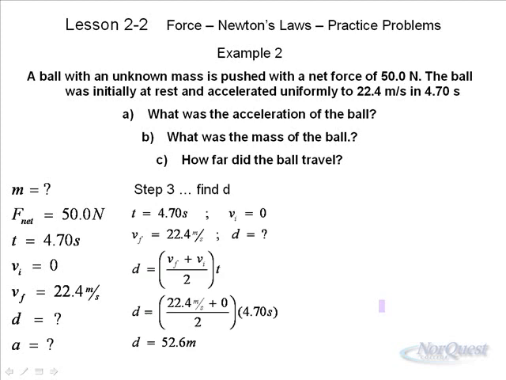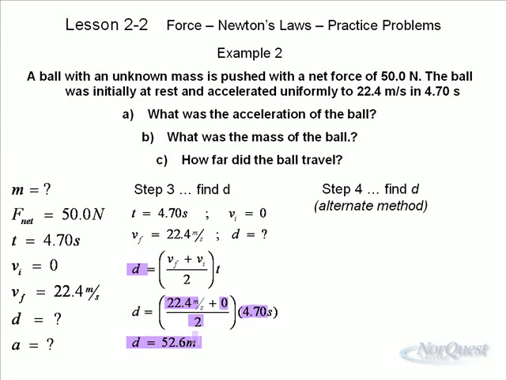So we didn't actually have to find the acceleration because we have a formula here, d is equal to (vf plus vi) over 2 times t, that doesn't require acceleration. So we could have done this right off the bat. Final plus initial divided by 2, that's the average velocity, times the time gives us a displacement of 52.6 meters. So very simple, but what if we did it in another way?